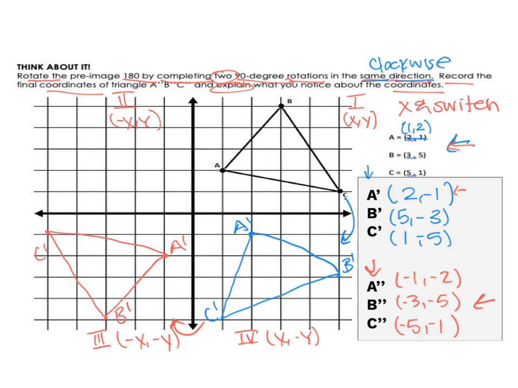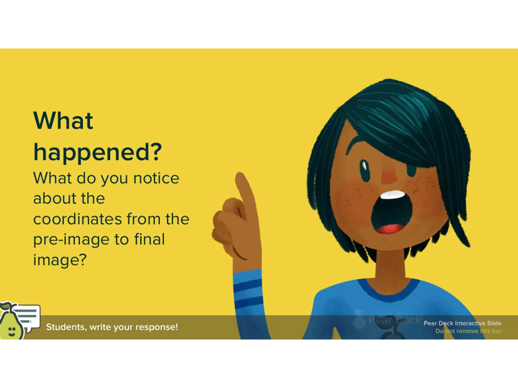So for a 180-degree rotation, what I notice is X and Y, they don't switch, right? Because we switched, but then we switched back. So X and Y are simply now opposite. Everything was positive and now it's negative. So to perform a 180-degree rotation, X and Y coordinates will simply become their opposite. That's what you want to type into this slide.